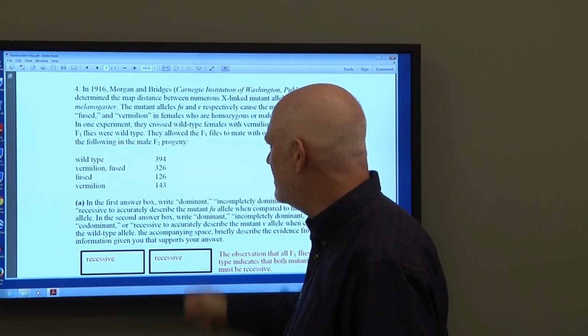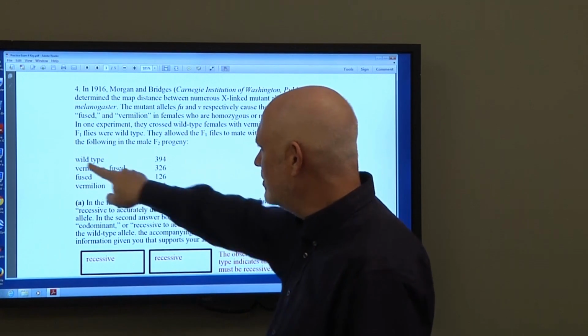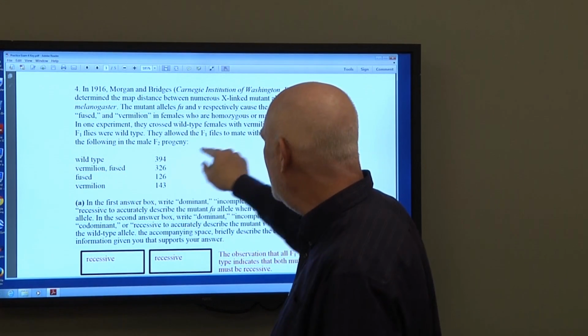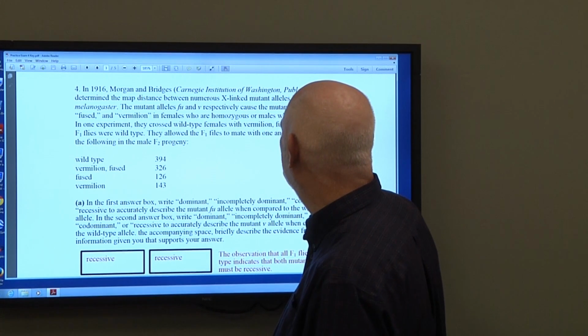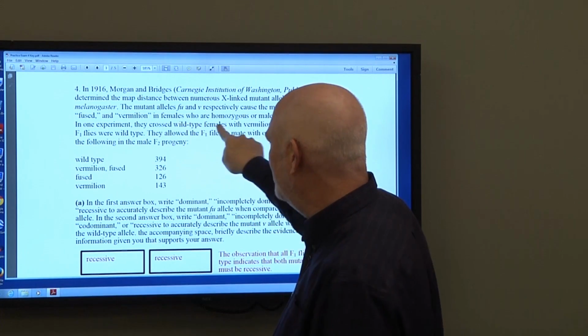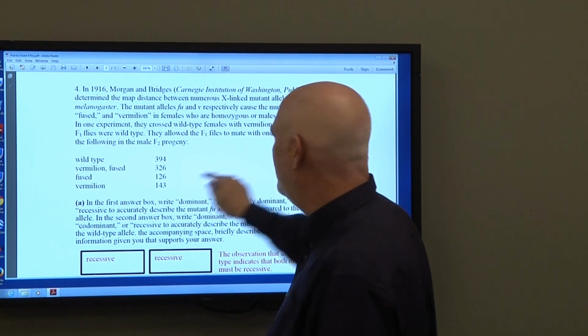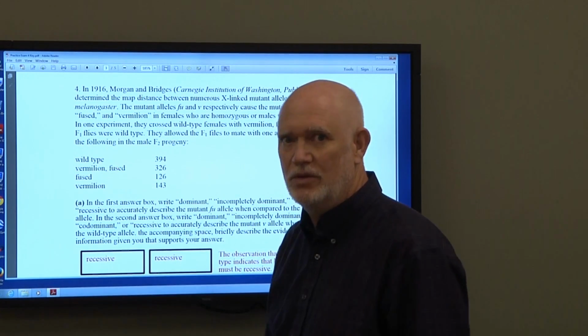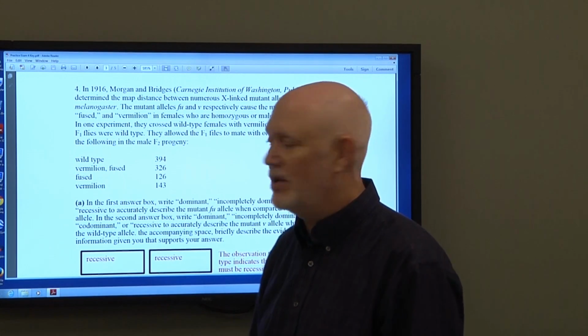Pretty obviously, it's not. 394, 326, those are fairly similar. Notice those phenotypes are the same as the original parents. So it says here, in one experiment, they crossed wild-type females, there's wild-type in the F2 progeny, with vermilion-fused males, vermilion-fused. Those were the original parents. And notice those are the highest classes of progeny.